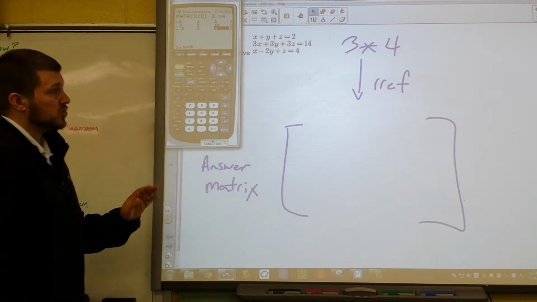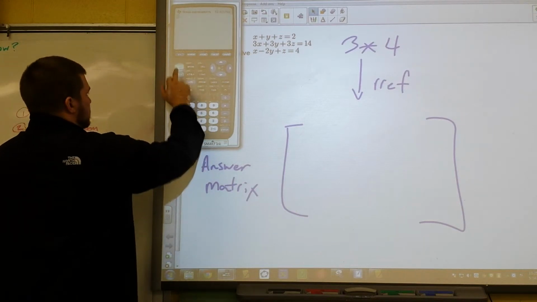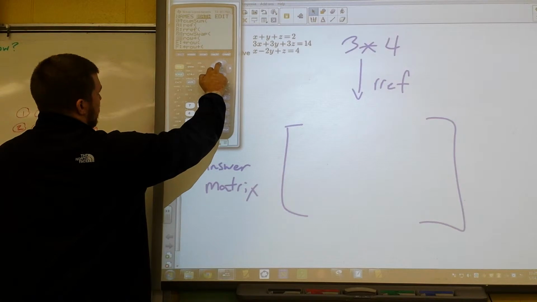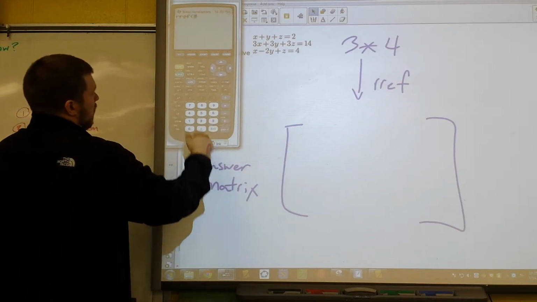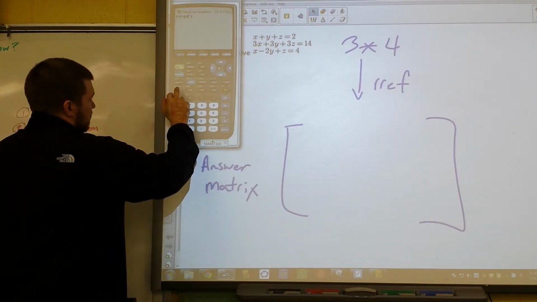Again, take a second, make sure you typed in everything correctly. Once you have, go back to the main screen. Then second matrix again. This time we're in the math menu. We're going to go RREF, option B. Now we need to go back to the matrix menu and pull up the matrix we just edited.